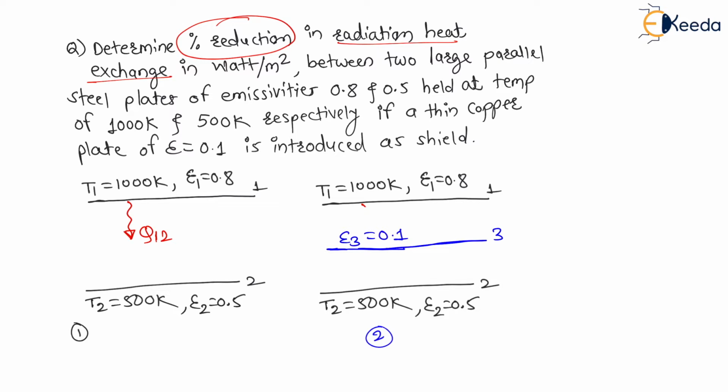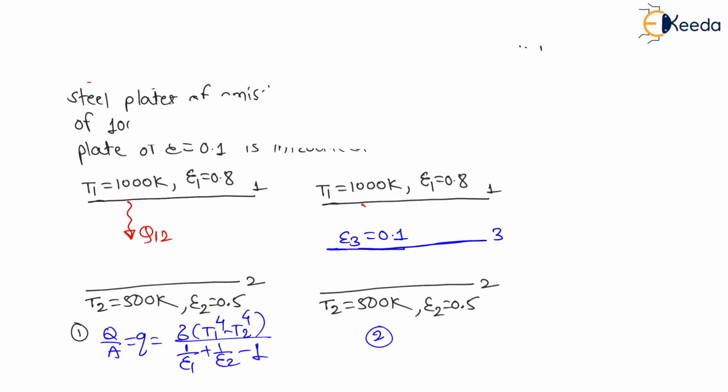For this first case, for infinitely long parallel plates, we have derived the simplified formula. The heat transfer per unit area, which is heat flux, in watt per meter square, is sigma (T1 to the power 4 minus T2 to the power 4) divided by (1 upon emissivity 1 plus 1 upon emissivity 2 minus 1). This is the formula without shield. Now I am going to erase the question so that we get sufficient space for the solution.